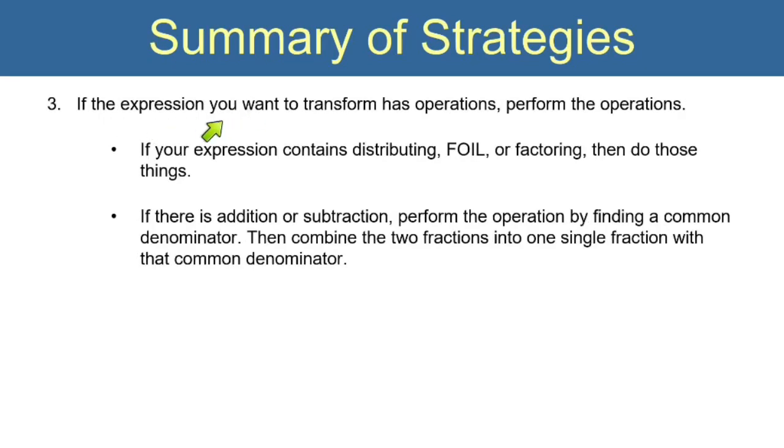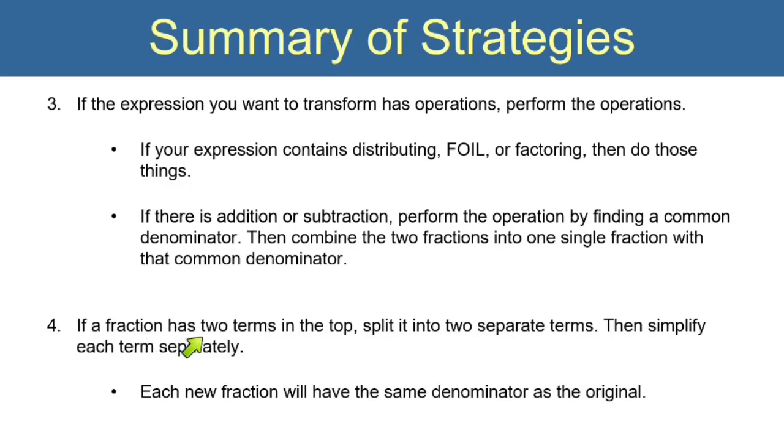Our third strategy was that if the expression you want to transform has operations, then you need to perform those operations. If there's anything you can do like distributing or using the FOIL method or factoring, then you want to go ahead and do those things. If there's addition or subtraction that can be done, then you'll just find a common denominator and combine the two expressions into one fraction with a common denominator. Strategy number 4 was that if we have a fraction that has terms in the top, we can split that into two separate terms and then simplify each one separately.